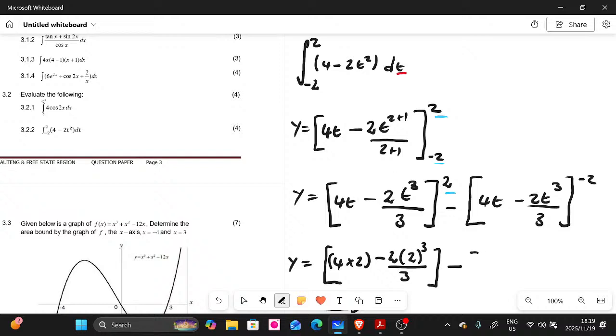Then we say minus. And then on the other one, which is the second bracket, we have 4 multiplied by negative 2. Remember, our lower limit on this bracket is negative 2. All right, then minus 2, and then we have negative 2 to the power of 3. Remember, wherever there is t, we substitute by negative 2. We create a little bit of space here so that we are able to see, guys.